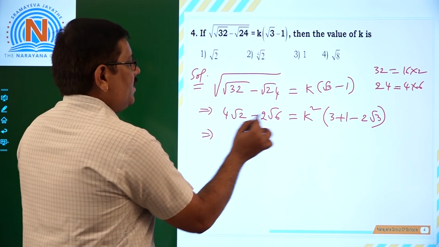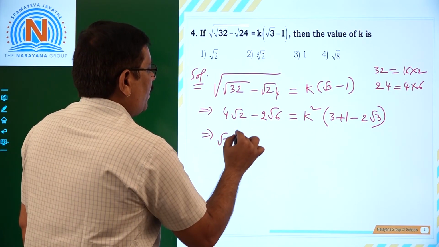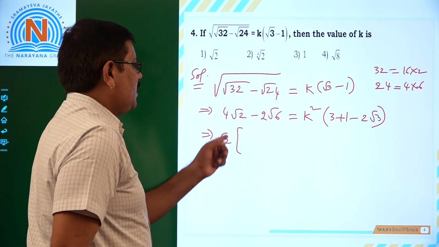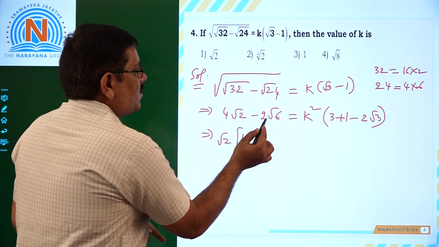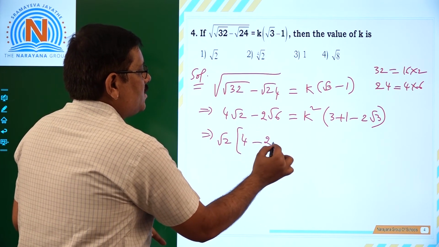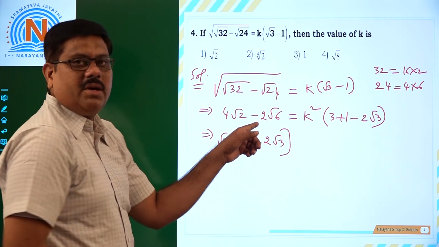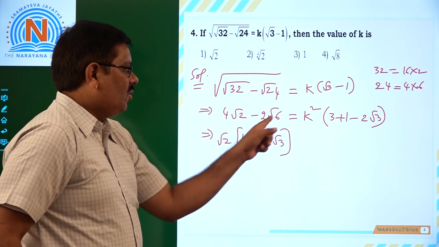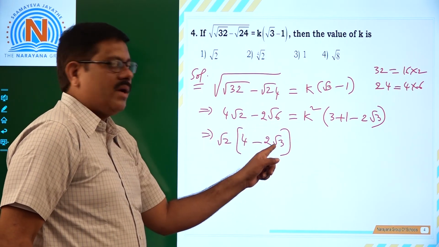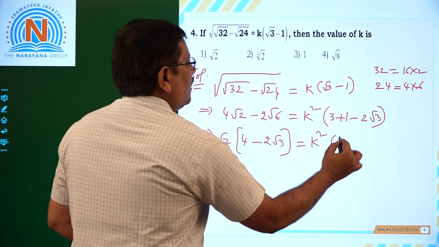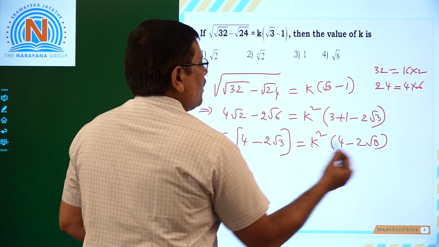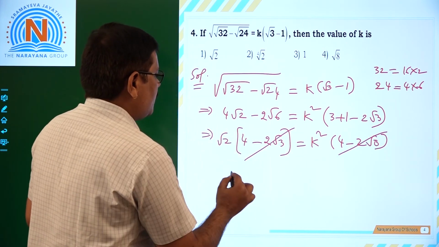That implies, in these two terms, let us take root 2 common. Here we have 4 minus 2 root 3, because root 6 can be written as root 2 into root 3. Root 2 we have taken common, so root 3 will remain. So 4 minus 2 root 3 is equal to k square times of 4 minus 2 root 3. Both are nothing but the same, so these two terms will cancel.